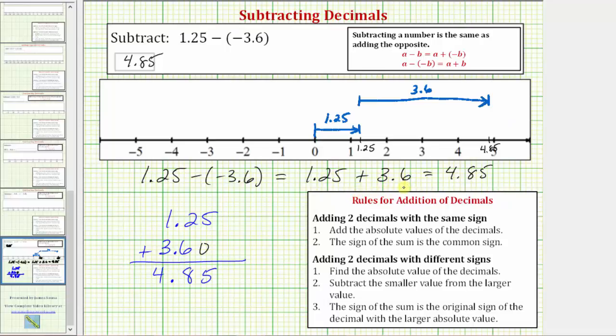1.25 plus 3.6, which equals 1.25 minus negative 3.6, is equal to positive 4.85.